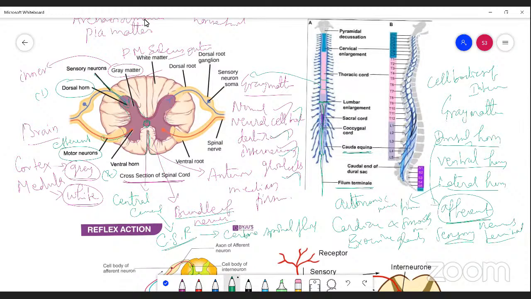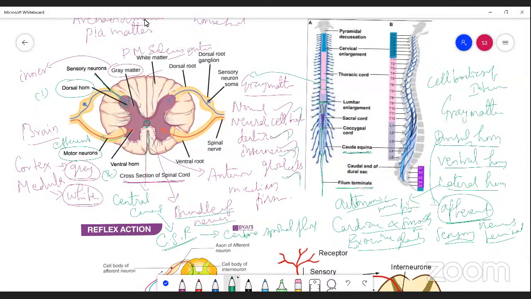Do you understand? So how many horns are present in the spinal cord? Three: dorsal horn, ventral horn, and lateral horn. The dorsal horn contains the sensory neuron, that is, the afferent neuron. The ventral horns contain the efferent neuron or motor neurons. The lateral horn contains autonomic nerve fibers, cardiac and smooth muscle fibers, and exocrine glands. Do you understand?